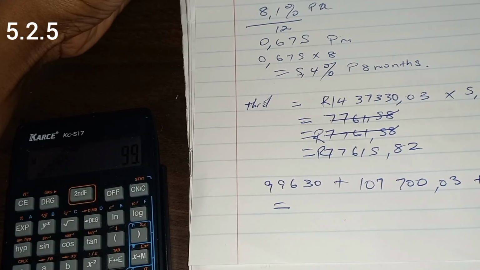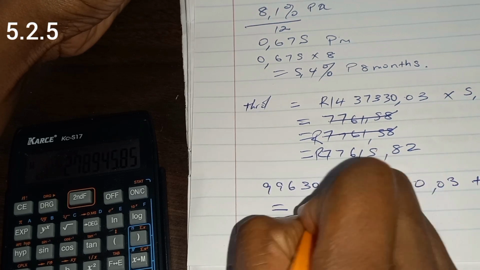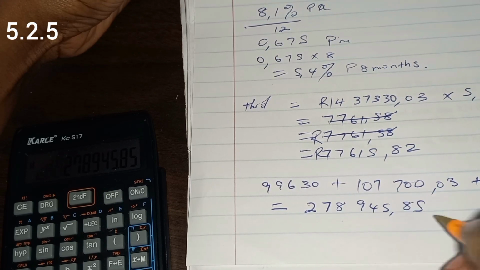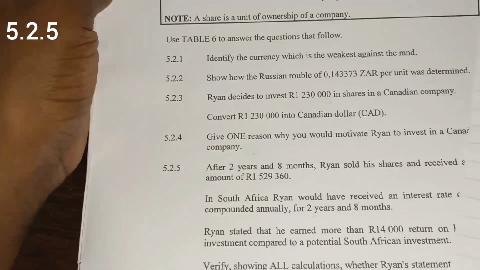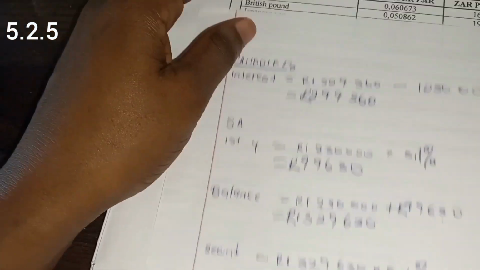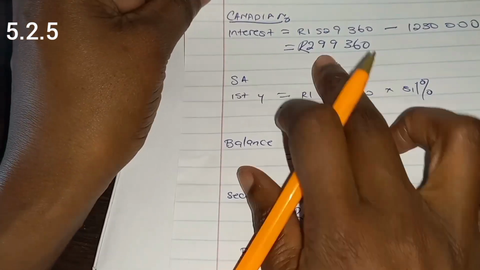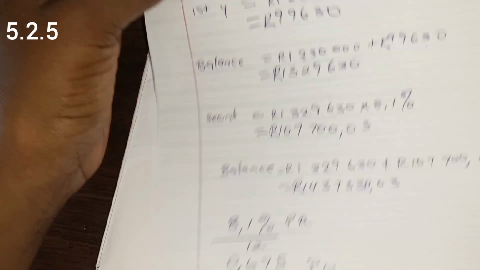Just going to calculate that. So 99,630 plus 107,700.03 plus 77,615.82, and the interest here is 278,945.85. And we said the interest there was 299,360 from the Canadian one. So let's find the difference.